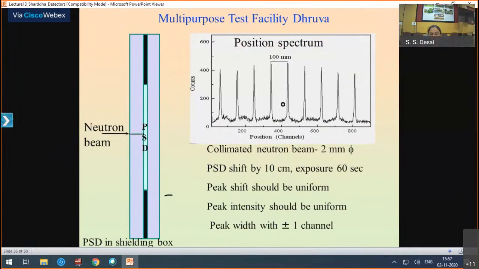So for uniformity of operation, all the peaks at all the positions should show the same neutron intensity. Here the PSD is mounted inside the shielding, and a fine neutron beam falls at one position, and the detector is then shifted from one position to another. Every position is separated by a shift of 10 centimeters, and each exposure is nearly 60 seconds. So when your neutron exposure is the same and your shift is the same, this is a measure of detector uniformity.